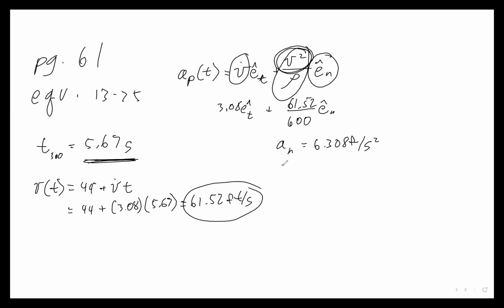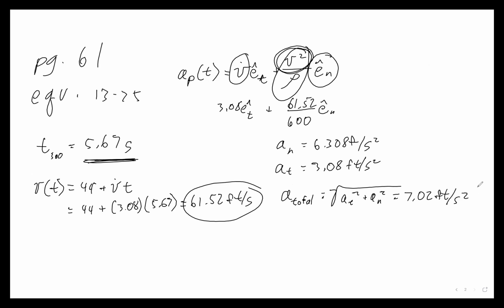Just to reconfirm, our tangential acceleration is 3.08 feet per second squared. That means our total acceleration, which is the actual question being asked, is going to be the square root of the sum of the squares, and that equals 7.02 feet per second squared. They don't ask us for an angle. They just ask us to determine the magnitude of the car's acceleration.